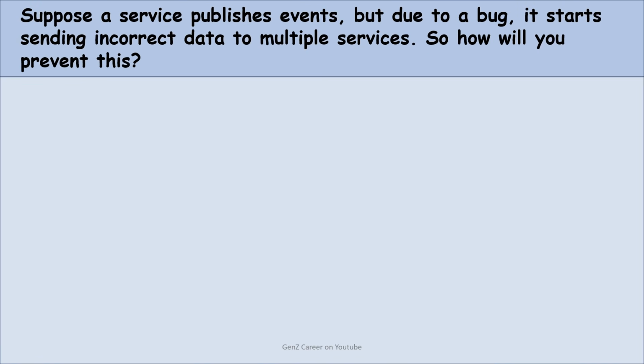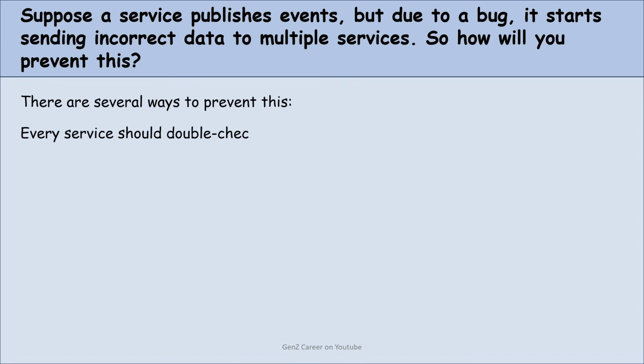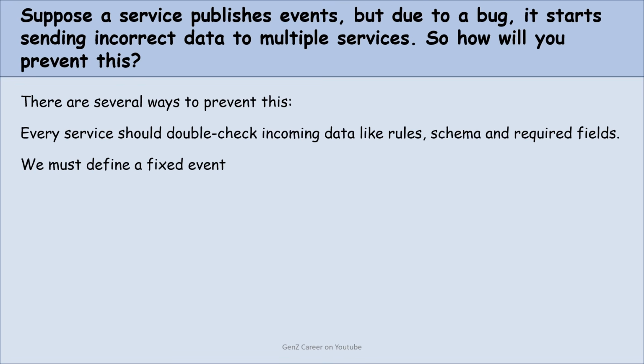Second question is, guys, suppose a service publishes events but due to a bug it starts sending incorrect data to multiple services. So how will you prevent this? This is also a very interesting question. So actually there are several ways to prevent this. Every service should double check incoming data like rules, schema, and required fields. We must define a fixed event format like a contract, and if the event doesn't match, then ignore it.